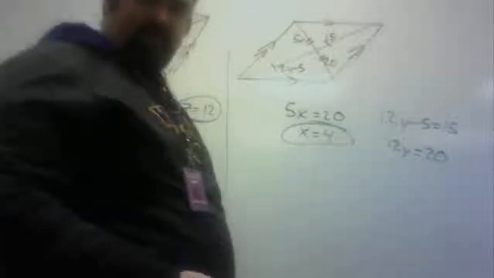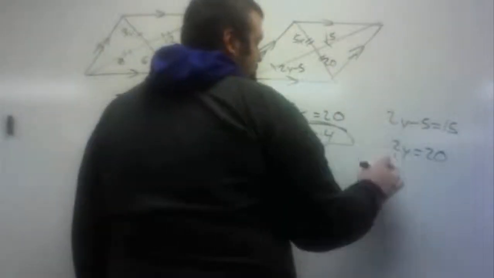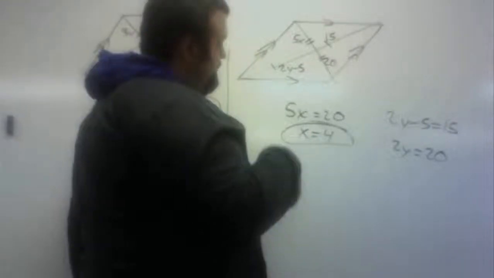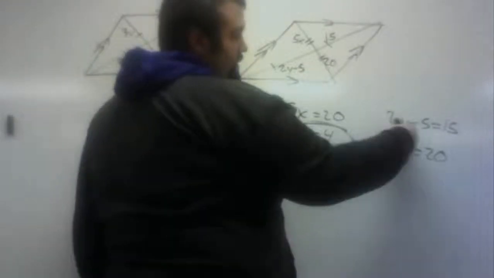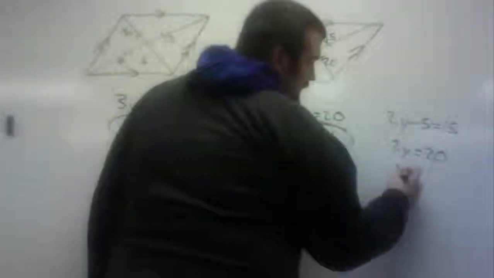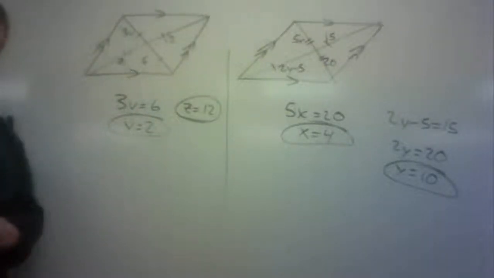Did I write that? I did not. That's not 12y. It's 2y. I made it look like a 20 by accident here with a tally mark. It's actually 2y. So 2y minus 5, add 5 to both sides, 2y equals 20, y equals 10. So if I look here, this section isn't horribly difficult.